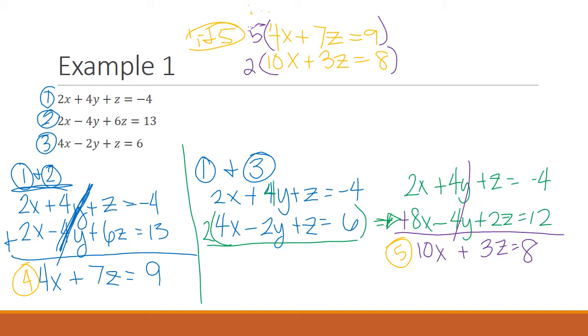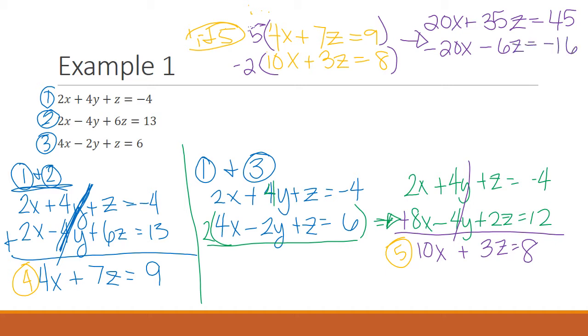But I want to make sure one of those is negative so that I can cancel them out. So I want the top and bottom to have an opposite term. So if I do that, I've got 20x plus 35z equals 45. And then I have negative 20x minus 6z equals negative 16. Now I can add those together.